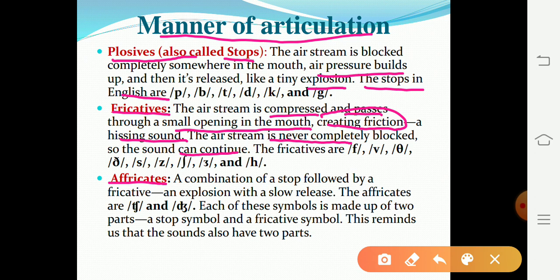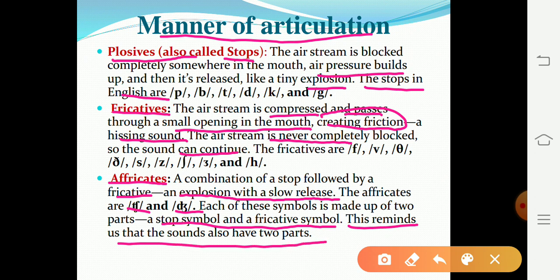Affricates, a combination of a stop followed by a fricative. An explosion, the important thing is an explosion with a slow release. The affricates are ch and j. Each of these symbols is made up of two parts, a stop symbol and a fricative symbol. This reminds us that the sounds also have two parts.